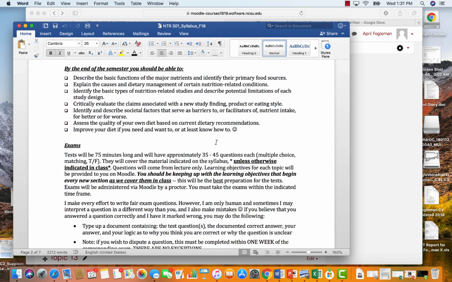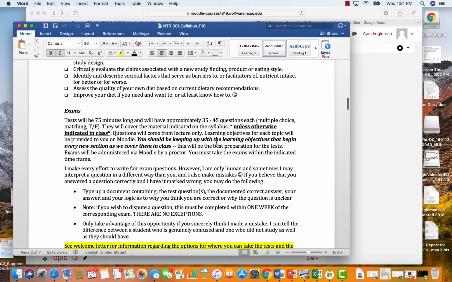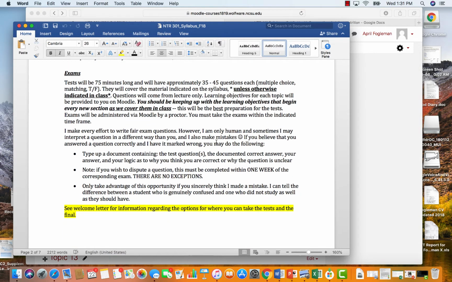And during your food diary, you'll reflect on your own intake. You'll assess the quality of your own diet based on current dietary recommendations, and then improve your diet if you need to and want to, or at least you know how. The exams will be 75 minutes long and will have about 35 to 45 questions each. There'll be multiple choice, matching, true/false, and they will cover the material indicated on the syllabus, including the learning objectives. So again, make sure you do the learning objectives. That's your study guide for the exams.